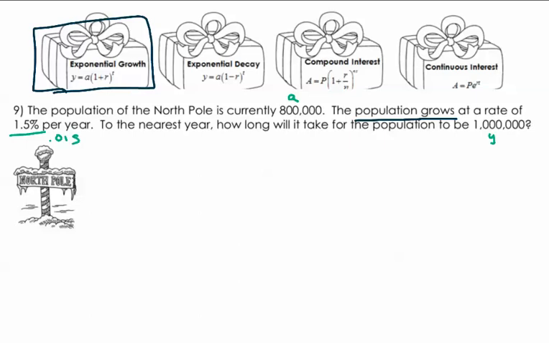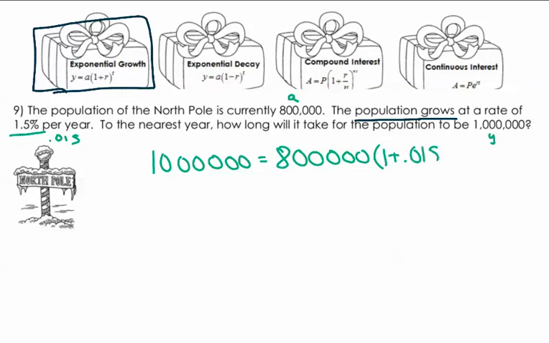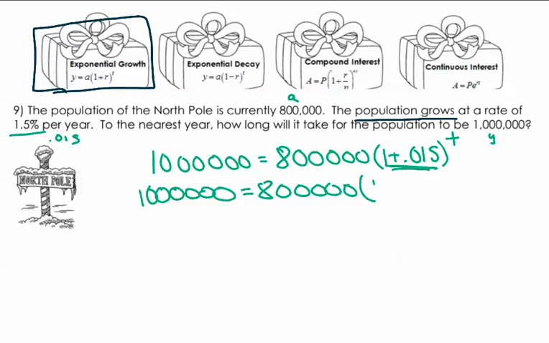We can go ahead and start plugging this in. We'll have 1 million equals 800,000 times 1 plus 0.015 to the t. So the exponent here is t because we're trying to solve for how long. We're trying to find out the time. I'm going to go ahead and combine that. So this 1 million equals 800,000, and then that's 1.015 to the t.